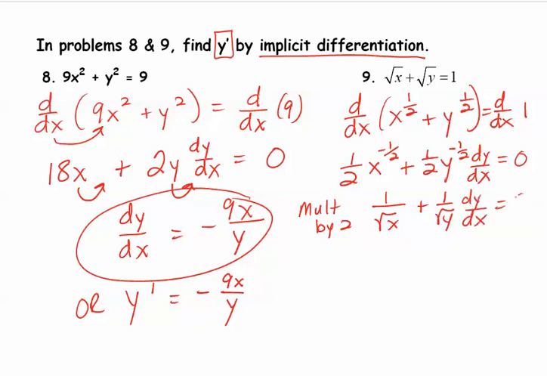And on the other side, we would still have 0. And then we would have 1 over square root of y, dy dx. We would move the term with no derivative to the right-hand side. And then I would multiply both sides by the square root of y. So dy dx.